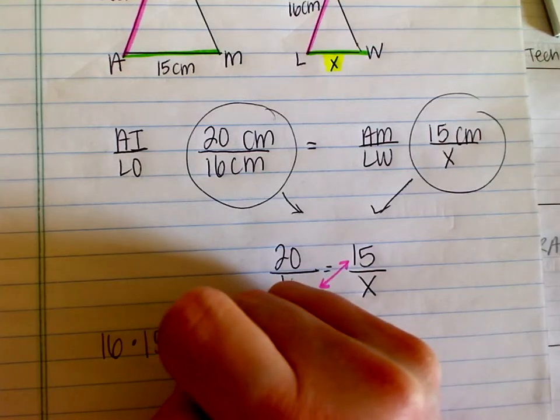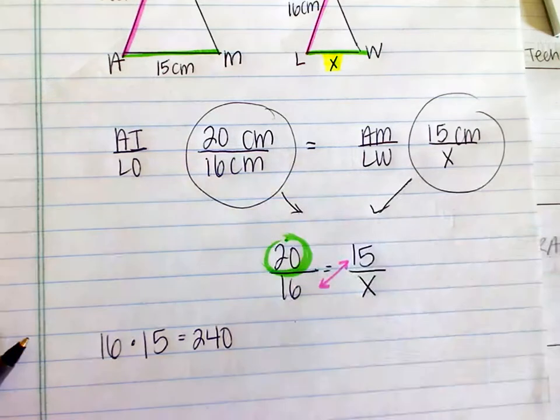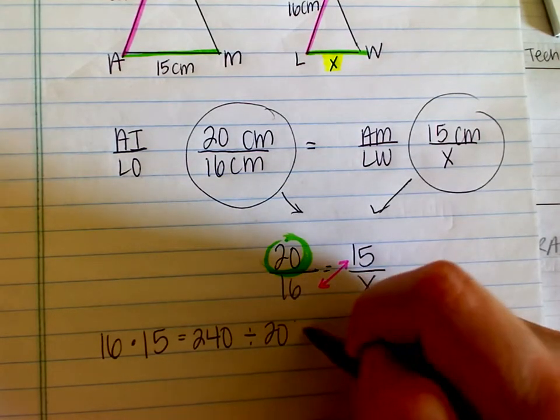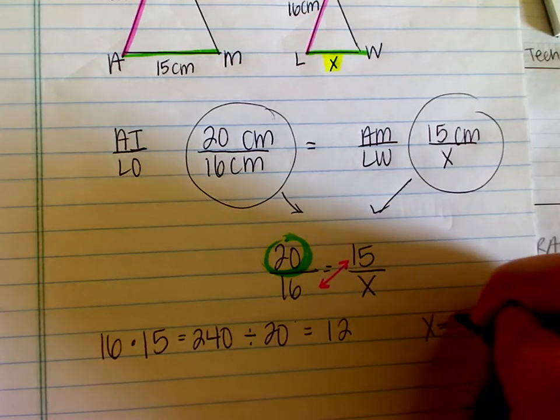and we get 240, and then we're going to divide by the remaining number, and then divide that by 20, and we get the missing side as 12. So x equals 12.